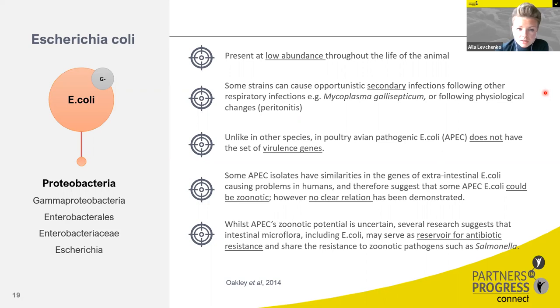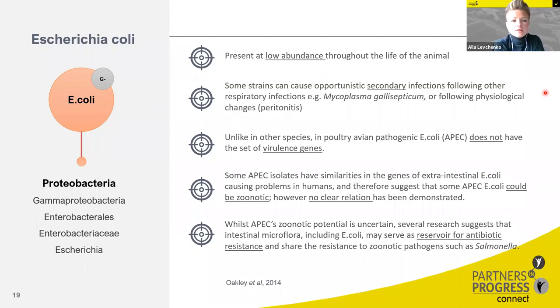Some APEC isolates have similarities in the genes of the extraintestinal E. coli that causes issues in humans, and therefore suggest that some APEC E. coli could be zoonotic. However, there are inconsistencies in the study, so no clear relation has been demonstrated so far.